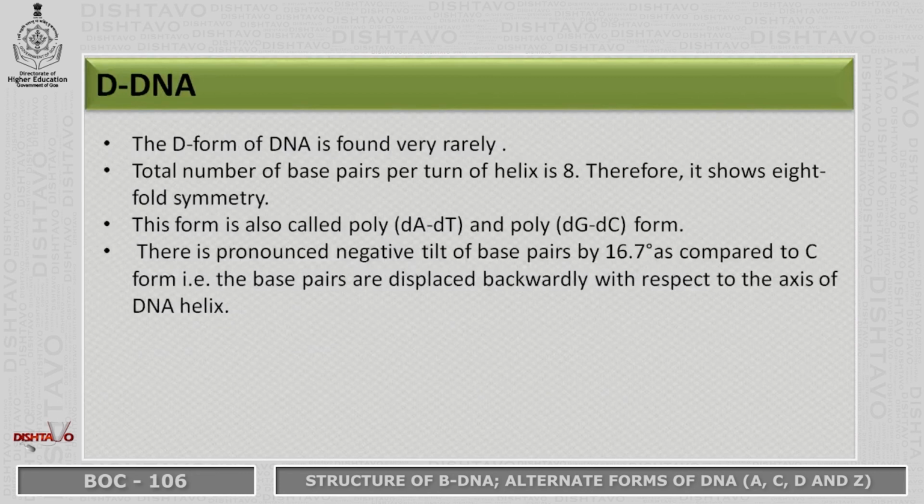D-DNA. The D form of DNA is found very rarely. Total number of base pairs per turn of the helix is 8. Therefore, it shows 8-fold symmetry. This form is called poly-dA-dT and poly-dG-dC form. There is pronounced negative tilt of base pairs by 16.7 degree as compared to the C form. That is, the base pairs are displaced backwardly with respect to the axis of the DNA helix.